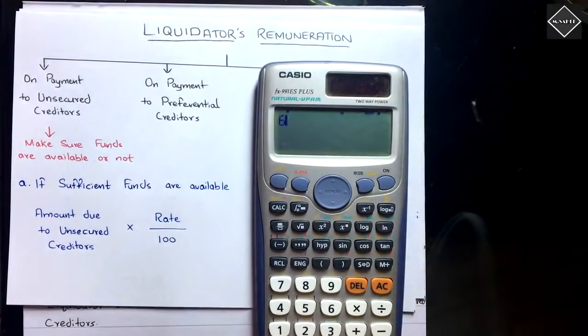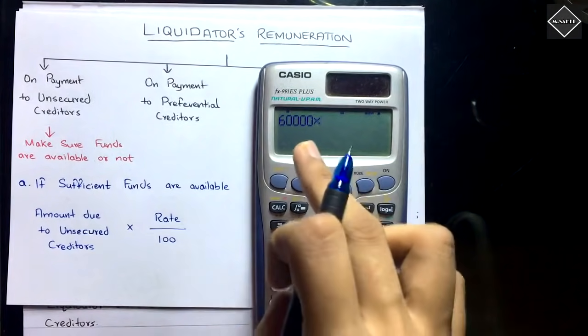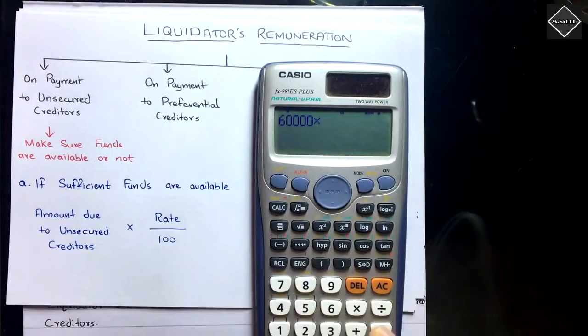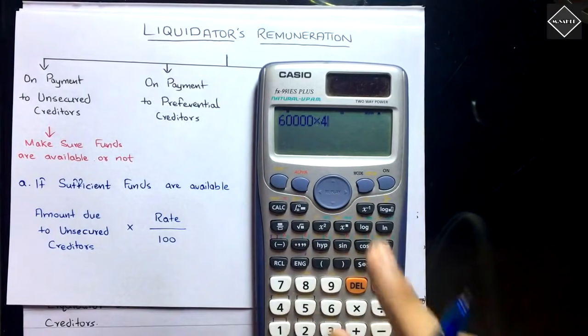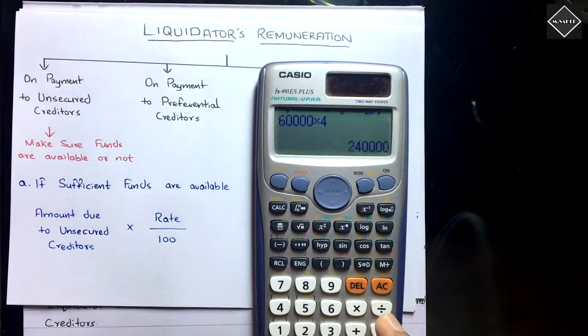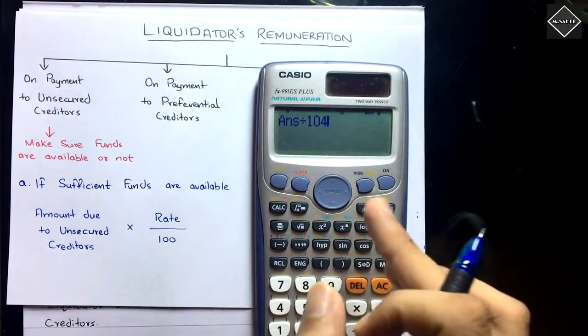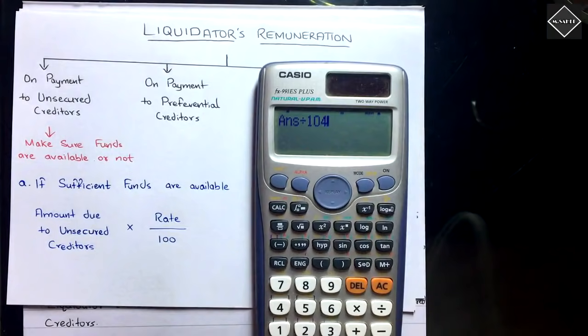So let's say 60,000 is available. From that you have to pay the liquidator his remuneration as well as the unsecured creditors. So 60,000 into, let's say 4% is the rate, so into 4, divided by 104, that is 100 plus the rate. If it was 7% or 6%, 6 divided by 106, like that.